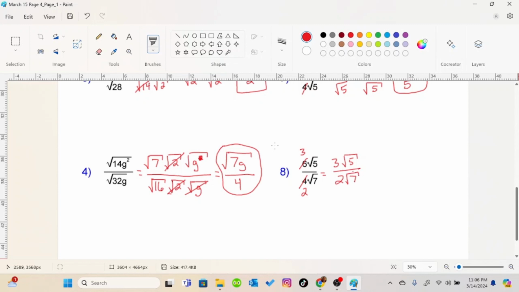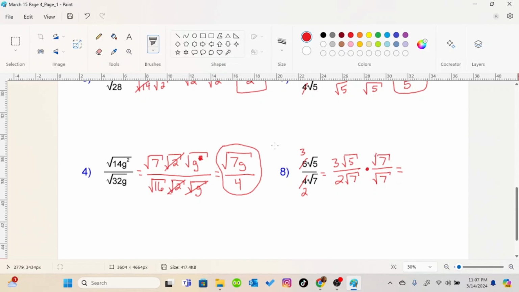But we don't want to leave a square root on the bottom. So we're going to multiply the top and bottom by square root of 7. We can do this because multiplying by anything over itself is just multiplying by 1 and does not change the value.